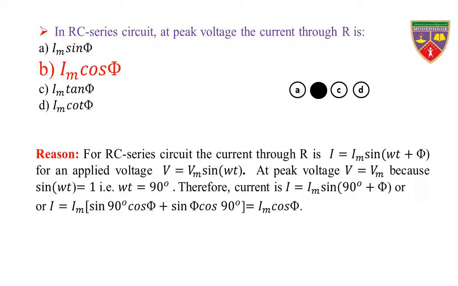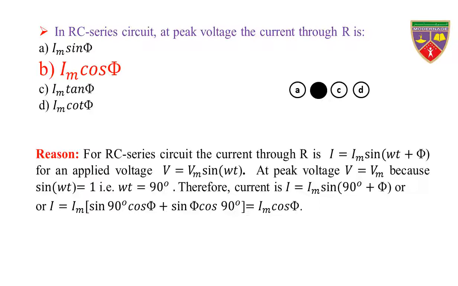For RC series circuit, the current through R is I equal to Im sin of omega t plus phi, for an applied voltage V equal to Vm sin omega t, where phi is the phase difference between the current and voltage. Im is the peak current and Vm is the peak voltage. At peak voltage, V is equal to Vm because sin omega t is equal to 1, that is omega t is equal to 90 degree.